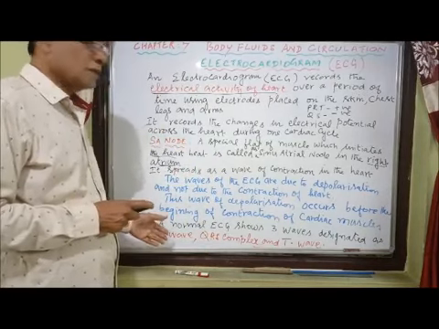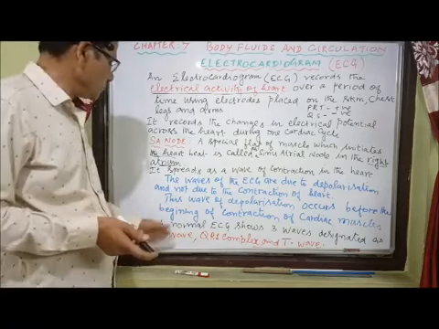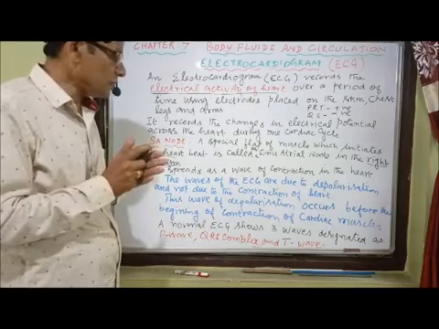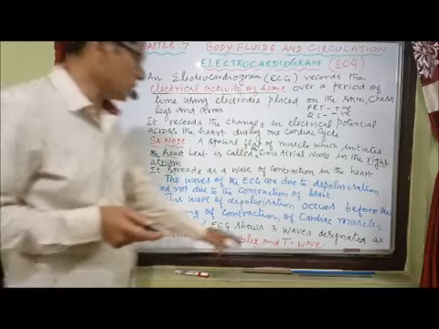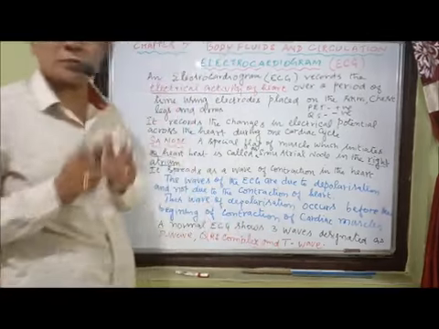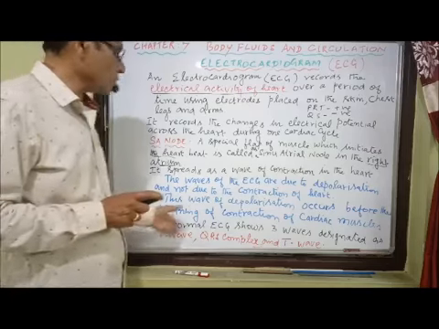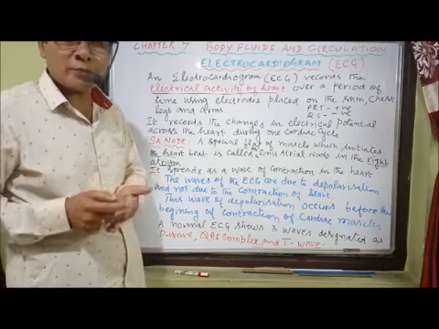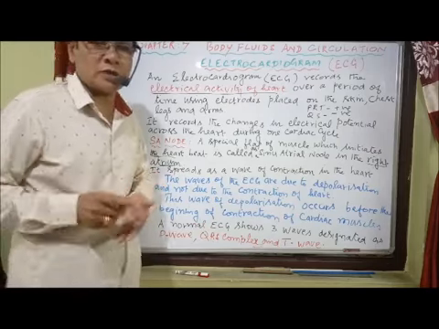Now normally the depolarization occurs during P, Q, R, S. The only wave which shows repolarization is the T wave. The T wave only shows repolarization. All the remaining 4 waves show the depolarization process. What do you mean by depolarization and repolarization? I will tell you now.